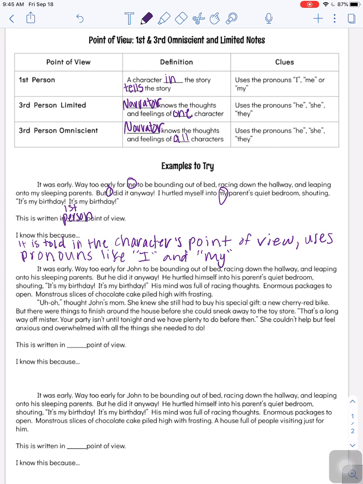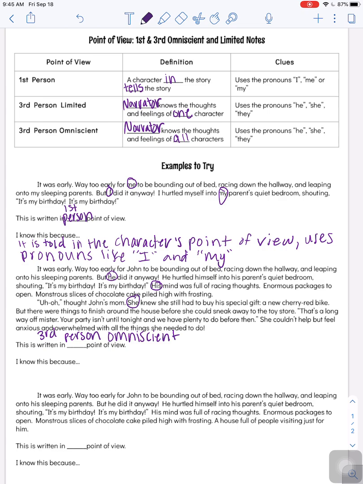So this version of the story is written in third person because it is told by a narrator outside the story, and it is third person omniscient because our narrator knows the thoughts and feelings of all the characters. Okay, I see examples of pronouns such as he and his, and this helps to tell me that it is written in third person omniscient, along with a she right there.